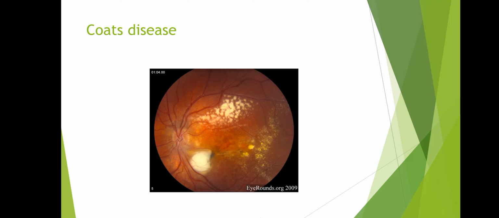Next, we are going to discuss the diseases of the retina. The first one is Coats disease. Coats disease is a chronic progressive vascular abnormality in which the retinal vessels leak fluid, which results in an exudative bullous retinal detachment. It usually affects boys between the age of 18 months to 18 years. It is usually a unilateral condition, but both eyes may sometimes be affected.